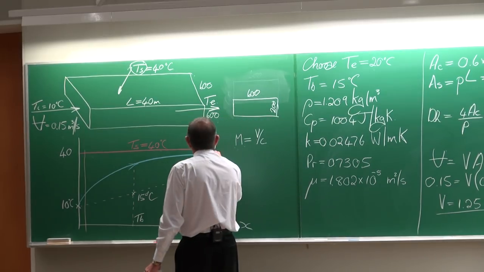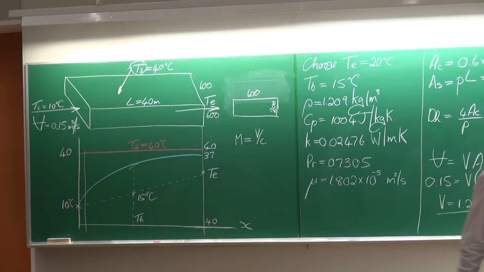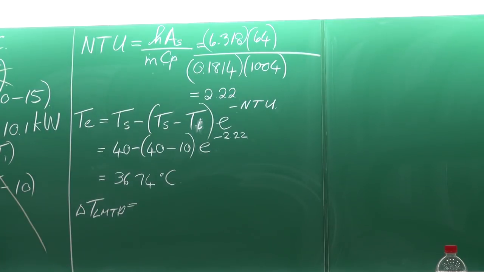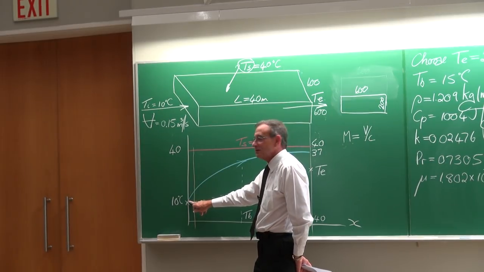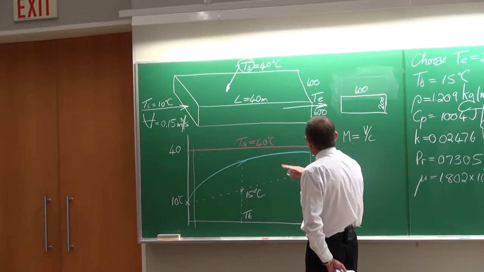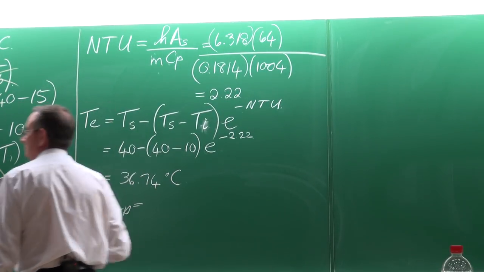About 37 degrees. This temperature, so you end up with a temperature difference there of only 3 degrees. How we should determine the heat transfer rate is with the LMTD, the log mean temperature difference. Now look carefully, the log mean temperature difference says this temperature difference, 40 minus 10, minus this temperature difference, 40 minus 36.74. Maybe I should change this to 36.7.